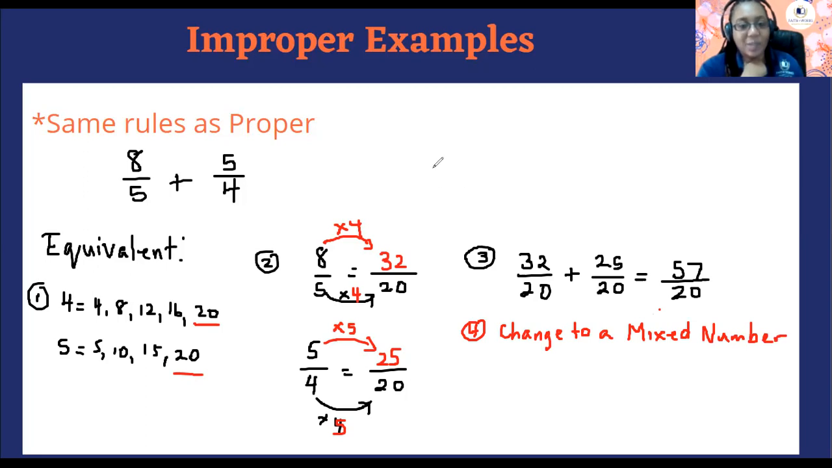The easiest way to do that is long division. So 20 can go into 57, we know it's not 3, because then it would be 60. So we know it can go into 57 two times. 2 multiplied by 20 will give us 40. Then our next step, subtraction. 7 minus 0 is 7. 5 minus 4 is 1.